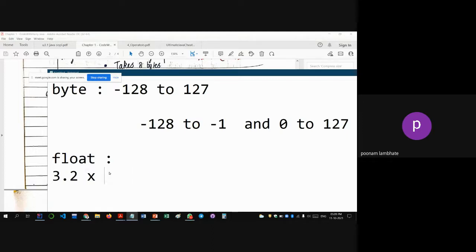Whenever you write E10, it means the exponent is 10. And what is the base? It means 10 raised to 10. Okay, E10 means 10 raised to 10. Similarly, if I say E5 it means 10 raised to 5. If I say E16 it means 10 raised to 16.